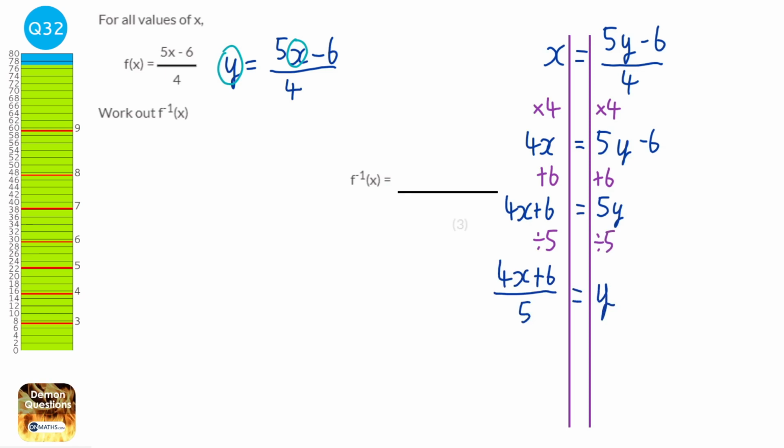And we use y as a replacement for the inverse function of x. And so we're just going to say the inverse function of x, which is what that -1 means. It means inverse, equals 4x plus 6 over 5.